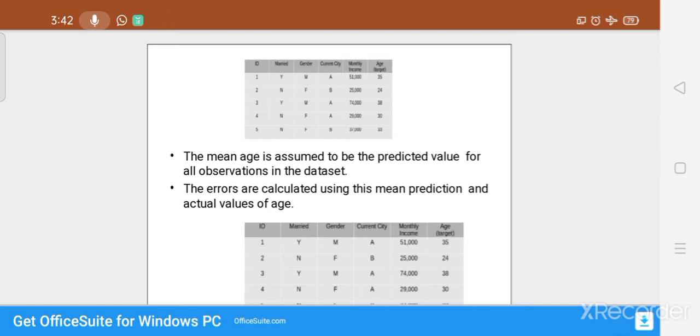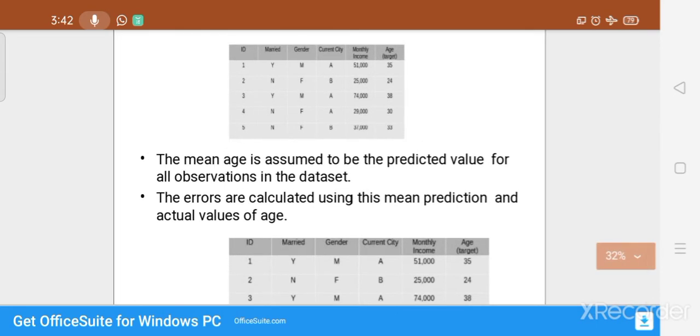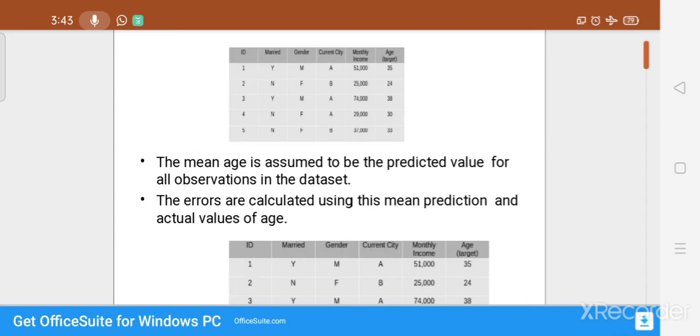This is the data set given, which has 5 features and 5 data samples. Age is considered as the target variable. The first step that we have to do is the mean age is assumed to be the predicted value for all observations in the data set. So the mean age is assumed as the target age. Now in the next step we have to calculate the error using this mean prediction and the actual values of age.